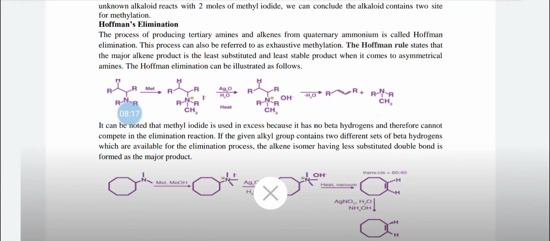Like here, NRR will be methylated and forms NRRCH3 plus and I minus, which on treating with silver oxide, I minus will be converted into OH, substituted by OH minus, and in the next step, removal of water molecule takes place, and similarly the bond breaking between carbon and nitrogen produces a tertiary amine, and the remaining one will be the alkene. So this method is known as the Hofmann's elimination.